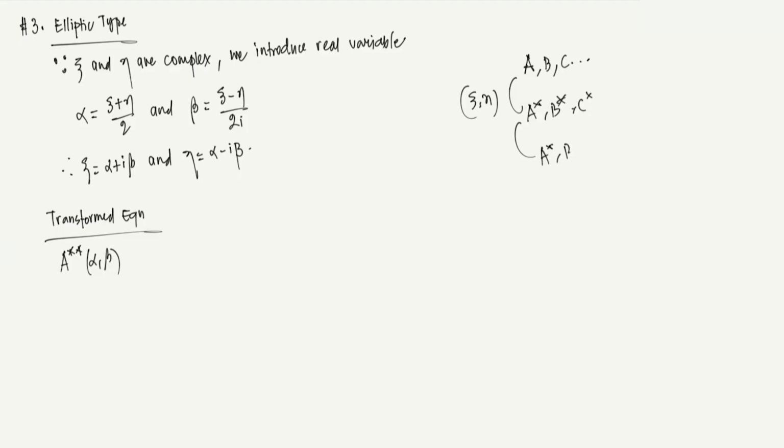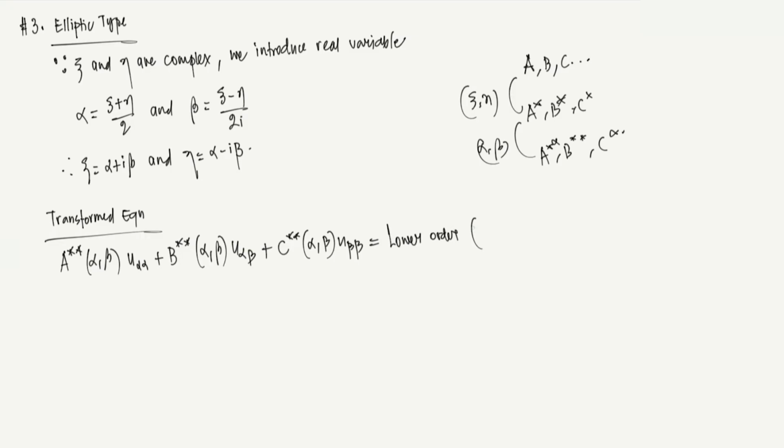So now A star, B star, then again the transformed equation is A double star, B double star, C double star, and the new variables in this case are alpha and beta. Is it okay? So that's what we're doing. A double star alpha beta U alpha alpha plus B double star alpha beta U alpha beta plus C double star alpha beta U beta beta equals some lower order terms containing alpha, beta, u alpha and u beta. I hope this is clear, right?